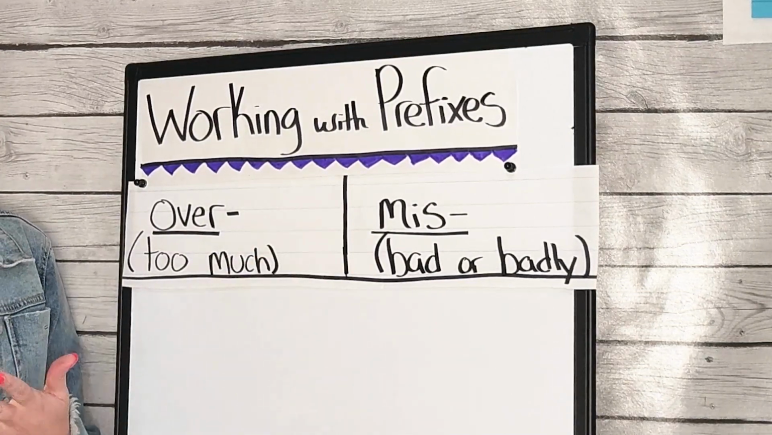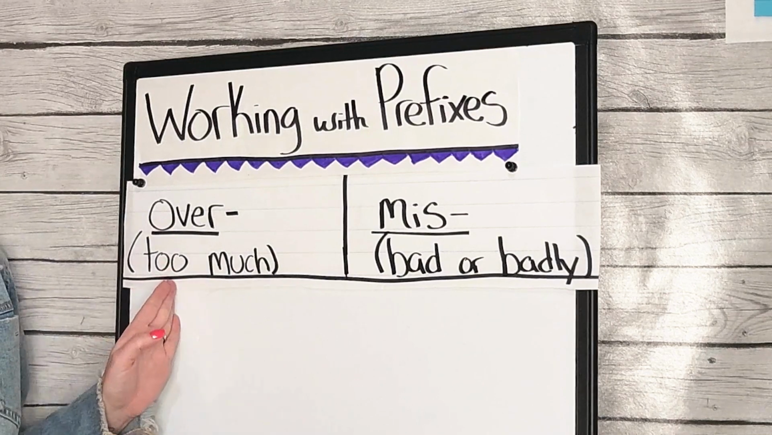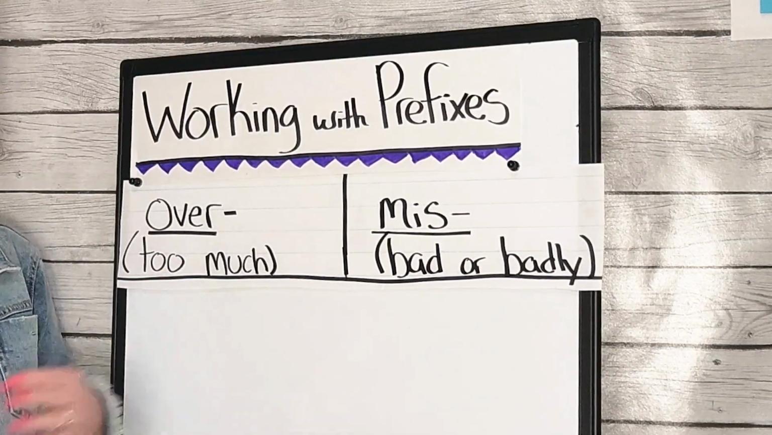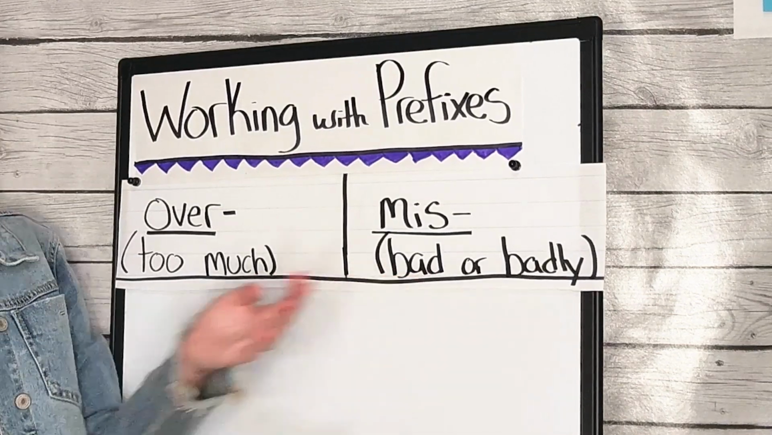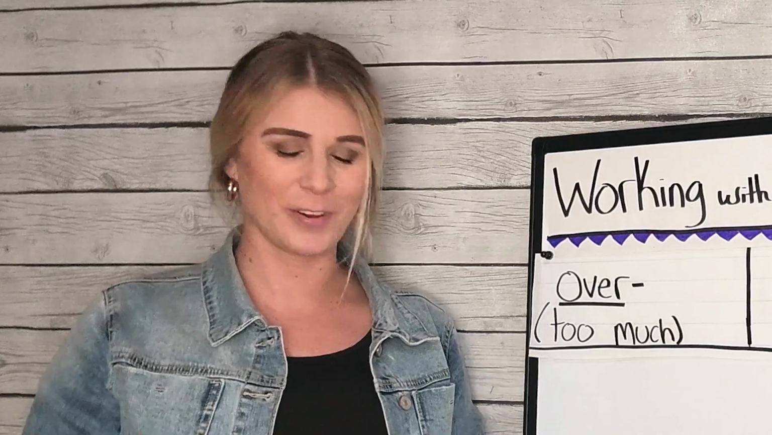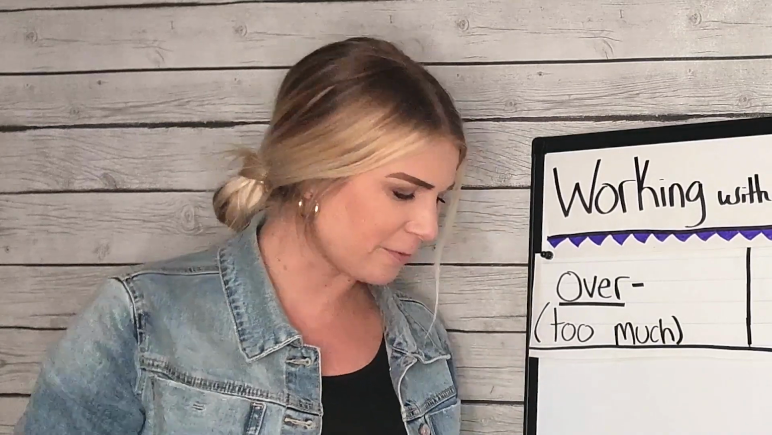When we read a word with the prefix over, it means too much. And when we read a word with the prefix miss, it means bad or badly. Are you ready to help me read some of these words? Here we go. Here is our first word.